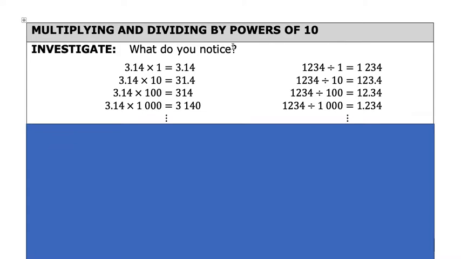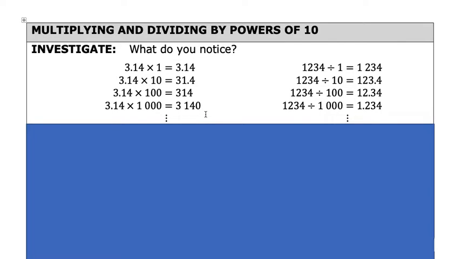Multiplying and dividing by powers of 10. Powers of 10 include 1, 10, 100, 1000, and so on, because this is 10 to the exponent 0, 10 to the exponent 1, 10 squared, and 10 cubed. We're going to multiply by 3.14, pi rounded to the nearest hundredth, and investigate the result, the product.